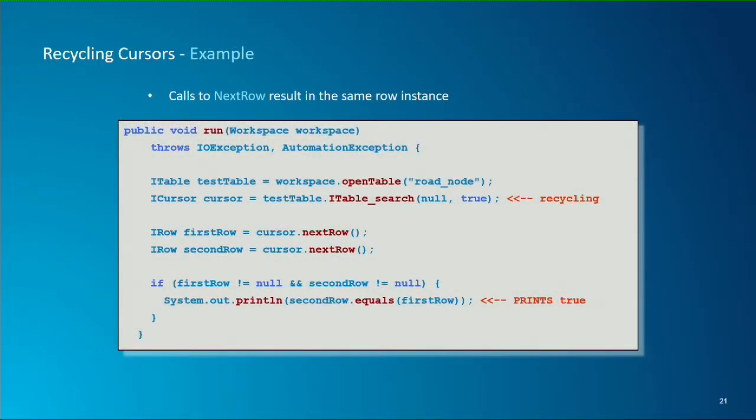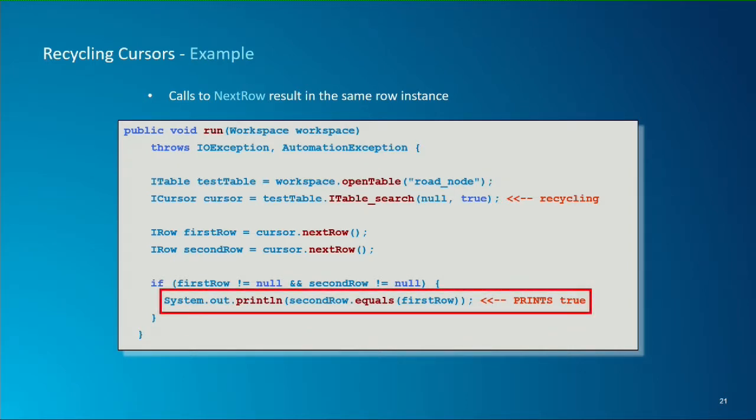Here's an example, just showing that the call to next row will return the same row object. In this example, we open up the table. We're going to open up the road node table. From there, we're going to do a search cursor with recycling equals true. That's the second argument. We're not passing in a query filter. That's the null. That's the first argument. We then call the first row: iRow object is the result of cursor.nextRow, and second row is the next call to next row. Now, what's interesting is if you look at the equality of first row and second row, they are equal. That's because we're recycling. All the stuff that was returned to first row is then overwritten with the contents of second row, okay? It's not unique instancing, don't get it confused with that, but this is recycling. We're recycling that collection of memory.